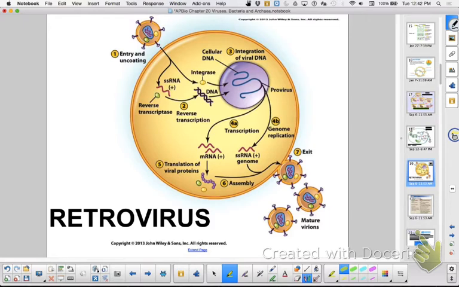And why doesn't the lightest shirt person explain what they remember about a retrovirus and how it functions and why it functions that way? Go ahead. Steve, do you know?